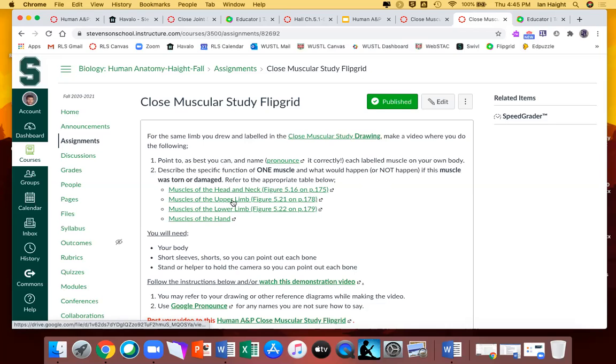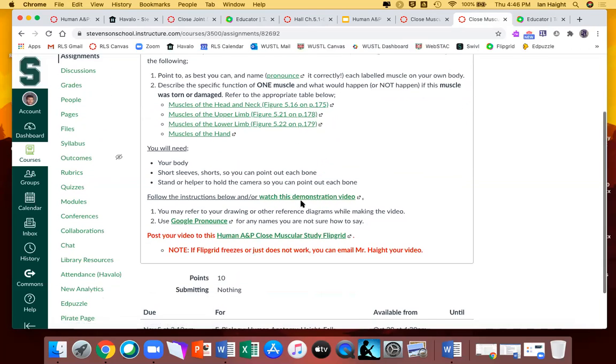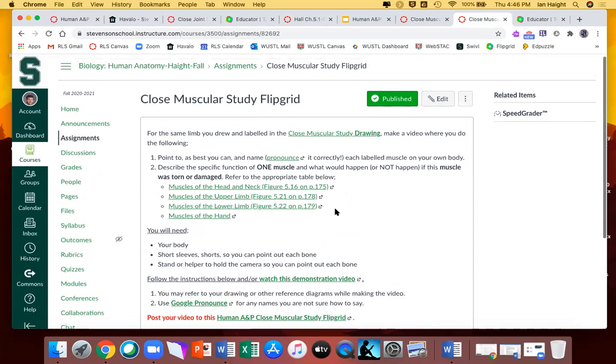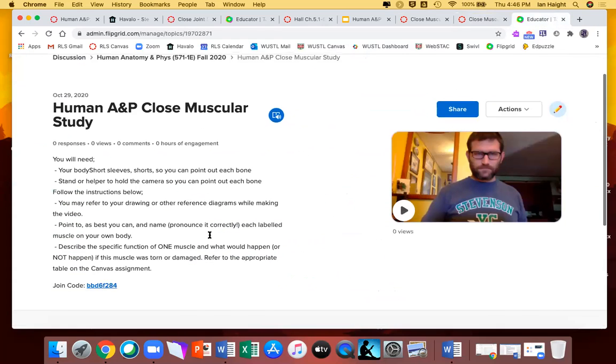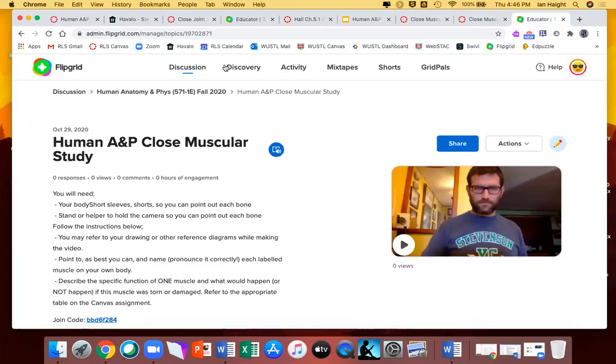So I have links to the different tables from your book that describe what the muscle attaches to and what its function is. So I'd like you to pick just one muscle from the limb that you drew and talk specifically about what it does, what it is attached to, and what would happen if it was torn or damaged, or I guess more specifically, what would not be able to happen if it was torn or damaged. And so you're just making a video of yourself doing that. And I have a demonstration video on the Flipgrid post itself that you can check out as well.